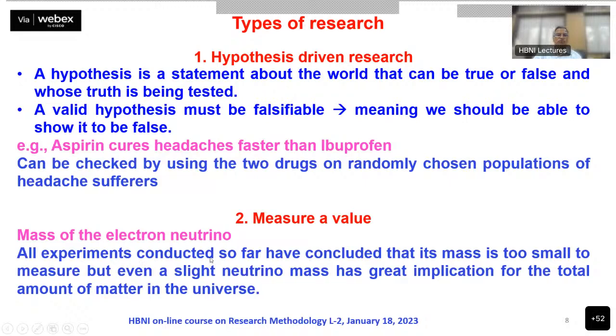Just to tell you, the neutrino is considered to be near zero mass. So whatever experiments have been done worldwide, they concluded that its mass is too small to measure. But experiments are still going on. Even in India, you have an Indian Neutrino Observatory coming up to measure the mass of the neutrino. Even if it has a milli-electron volt as a mass, that has a great implication for the total amount of matter in the universe. So these neutrinos are emitted during beta decay, beta plus or beta minus. And so there is a lot of research in this area where people are interested in finding out the mass of a neutrino.